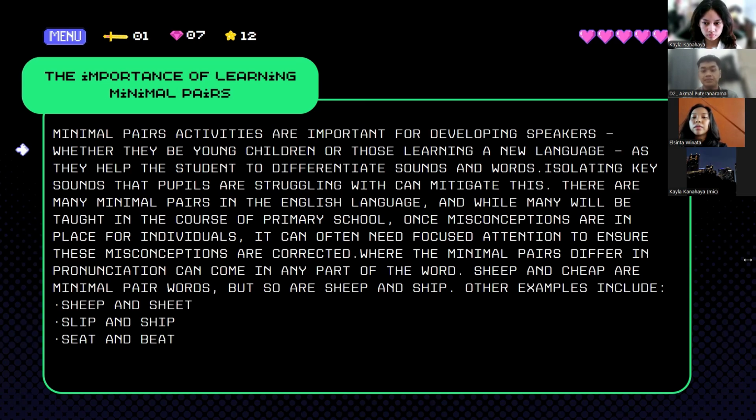Sheep and chip are minimal pair words, but so are sheep and ship. Other examples include sheep and sheet, sleep and sheep, sit and beat. And the next slide is the example videos of the wrong pronunciation.